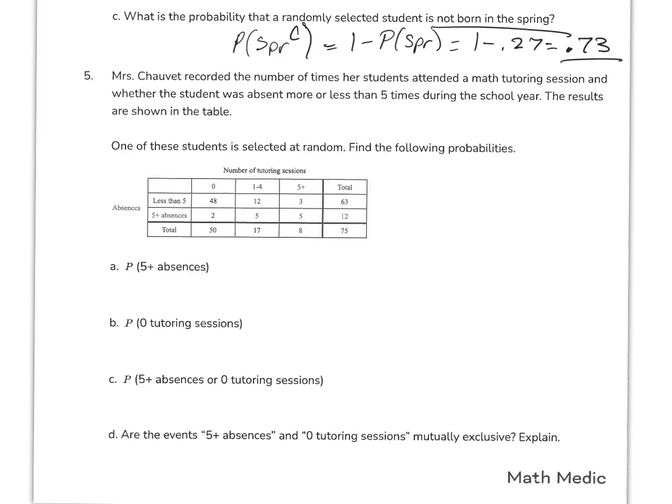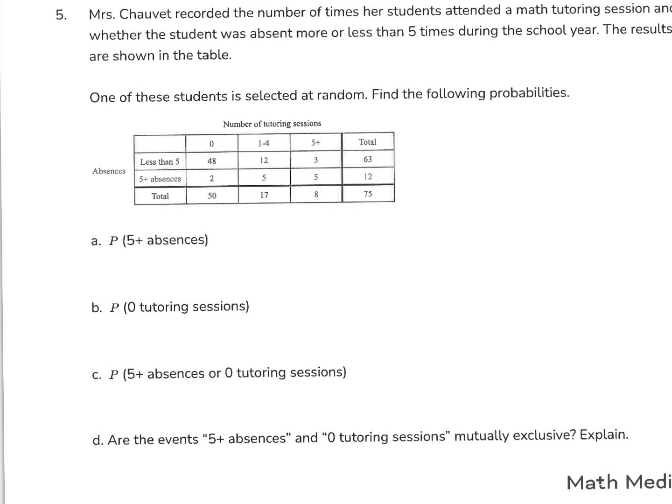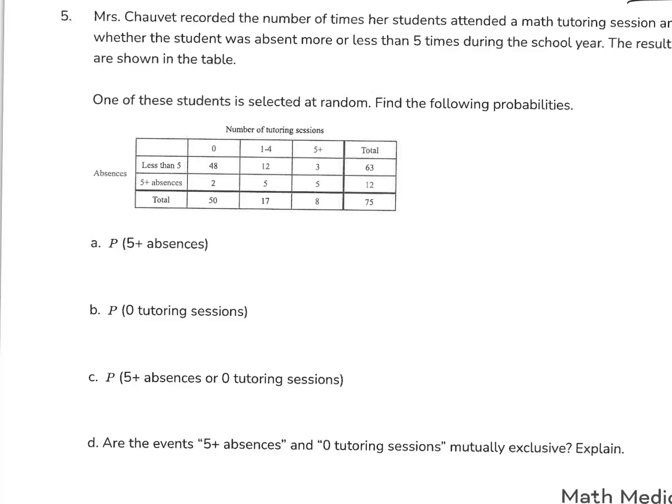Okay, Mr. Chauvet, I guess it is, recorded the number of times her students attended math tutoring sessions and whether or not the student was absent more or less than 5 times during the school year. The results are shown in this two-way table. Okay, so we got a nice two-way table here. So we're going to check it out and we're going to look at the problems here.